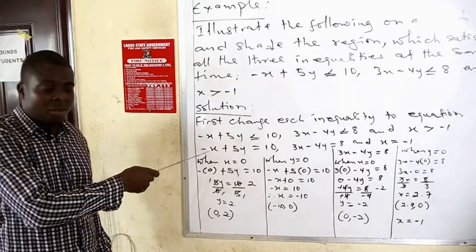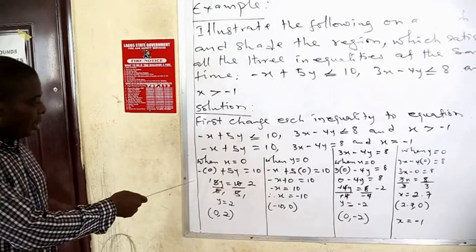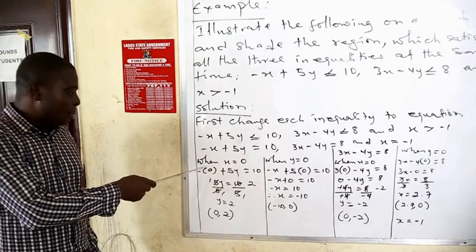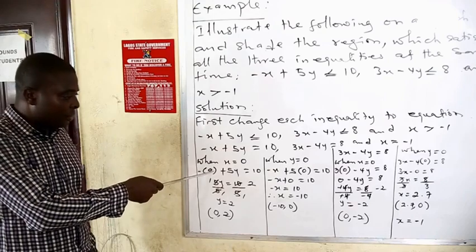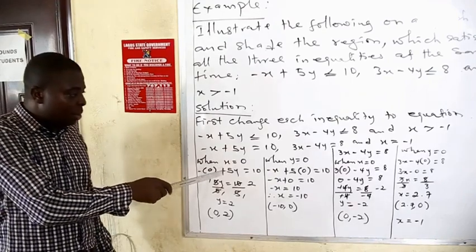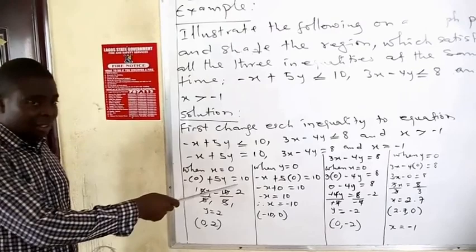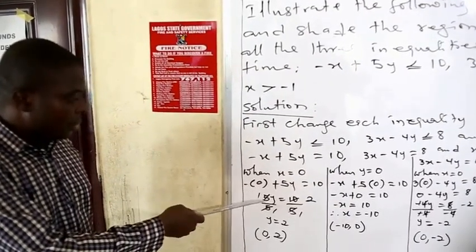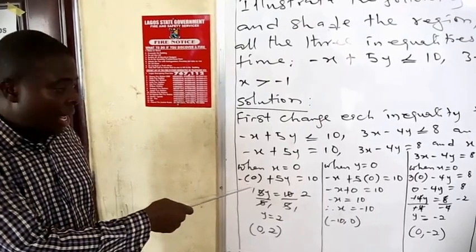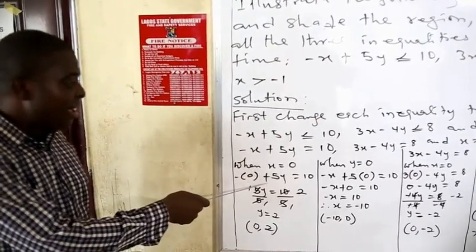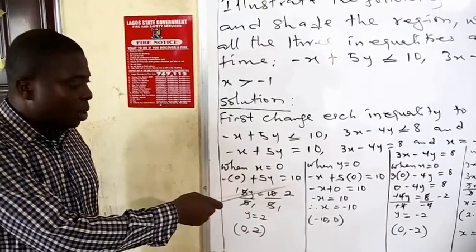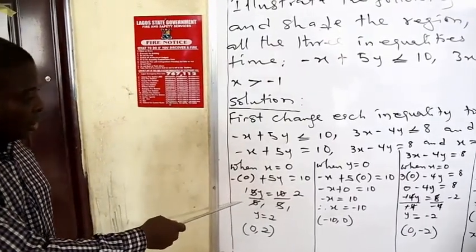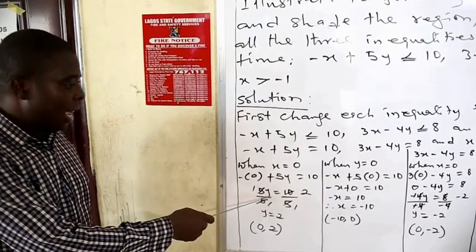Wherever we have x, we simply put 0. And this one gives us minus, bracket opens, 0, bracket closes, then plus 5y is equal to 10. So minus times 0 simply gives us 0. And this one becomes 0 plus 5y is equal to 10, which is going to be the same thing as 5y is equal to 10.